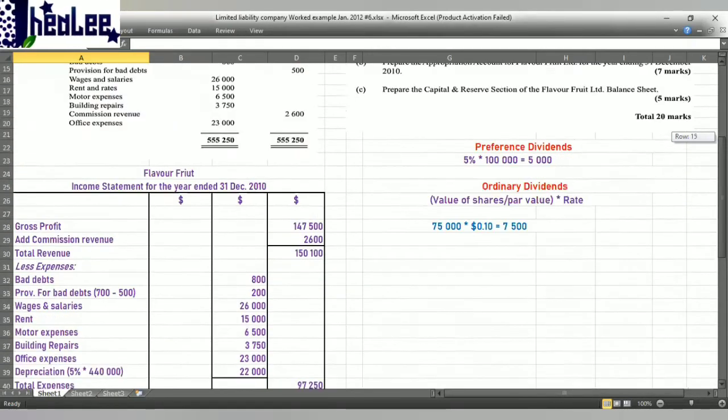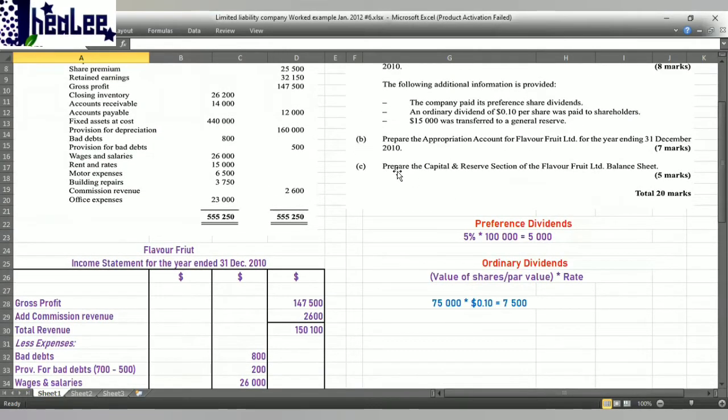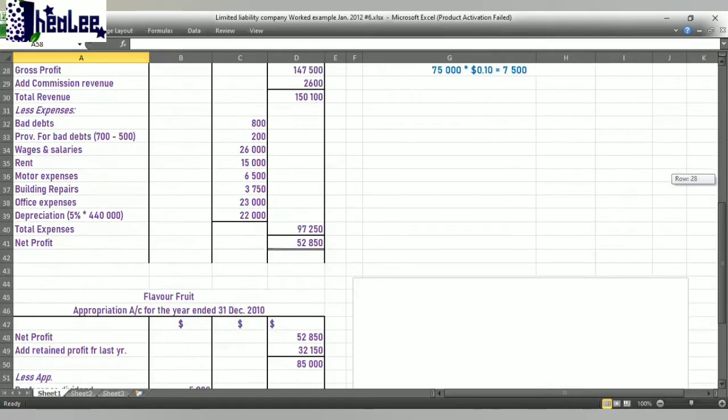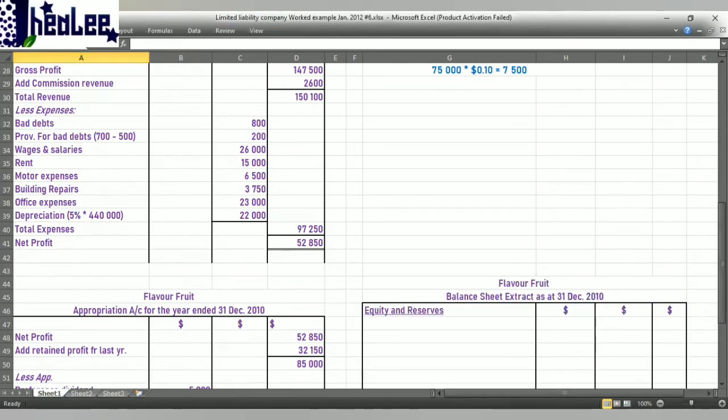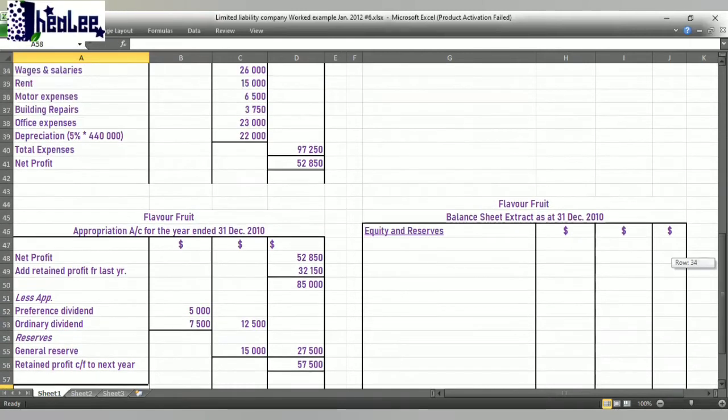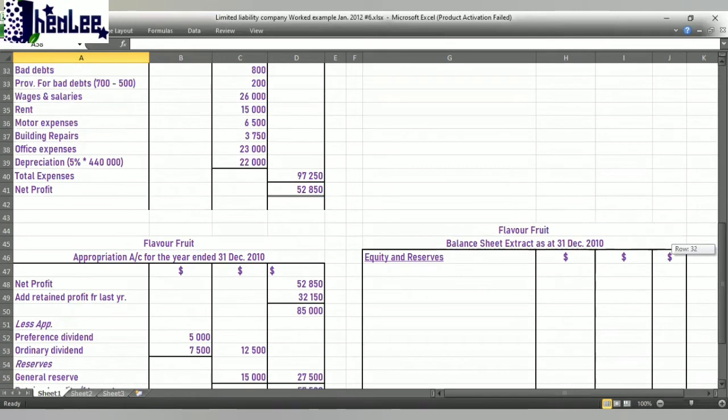So we're going to move over now to part C, where you're asked to prepare the capital and reserve section of Flavor Fruit Limited balance sheet. So we're now going to do part C of the question. That will be done right here in Flavor Fruit. Remember to write your title, Flavor Fruit Balance Sheet Extract as at December 31st, 2010. And you were asked for the equity and reserves section. That is why I refer to it as an extract, because it's not the full thing, right?